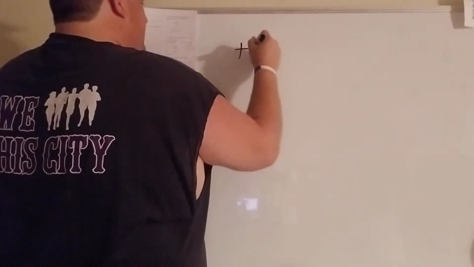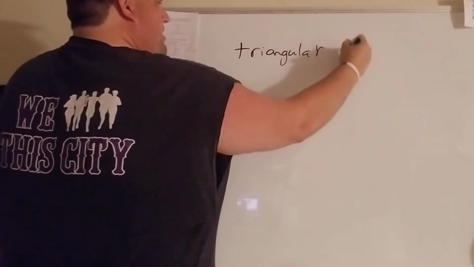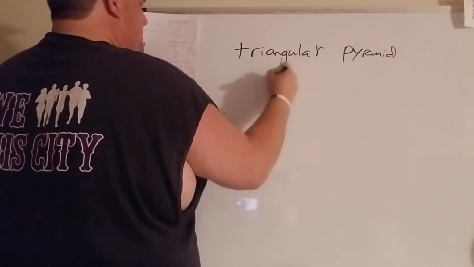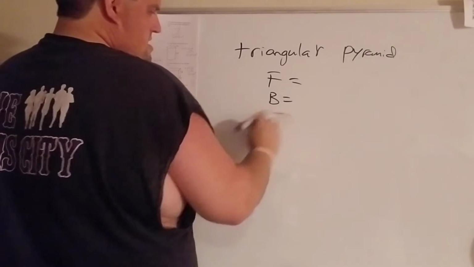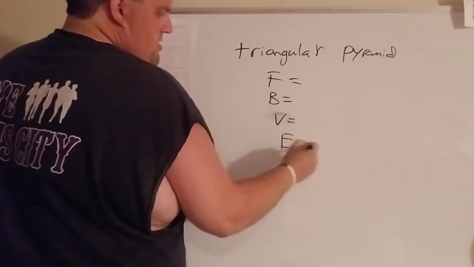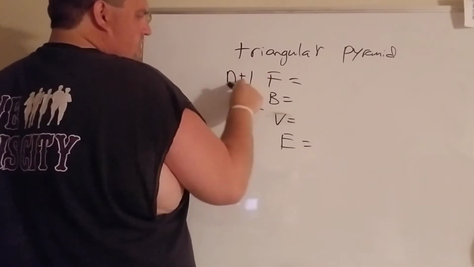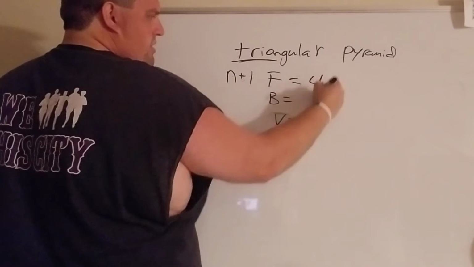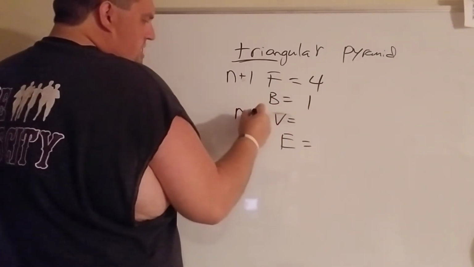For pyramids, so we have triangular pyramid, faces, bases, vertices. So for the pyramid rules, for faces, it's n plus 1. So tri means 3, 3 plus 1 is 4. It always has one base because it's a pyramid. Vertices is also n plus 1.